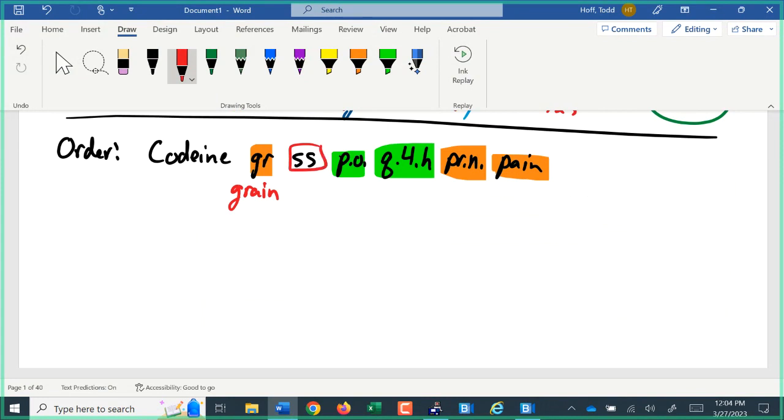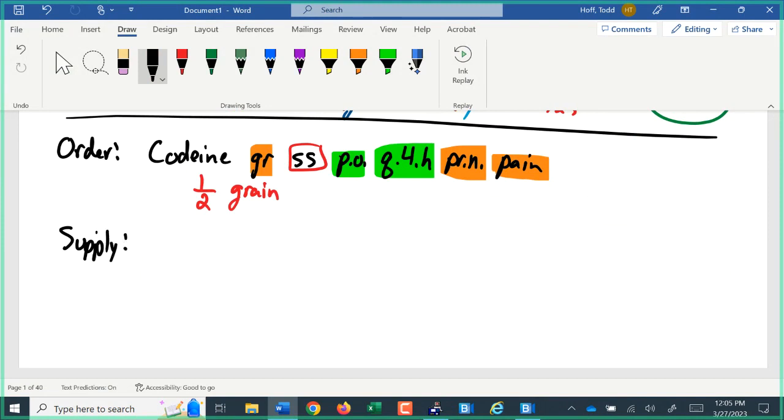SS is our Roman numerals. When we talk about using grains for a medication, we typically use Roman numerals. And when we use Roman numerals, the unit typically comes before the number, like this, the grains and then the SS. SS, if you remember, stood for 1/2. So what this order is really saying is 1/2 of a grain of codeine. And then let's look at our supply.